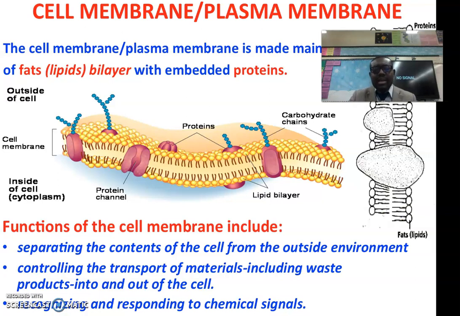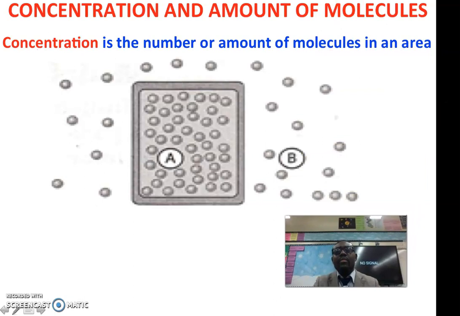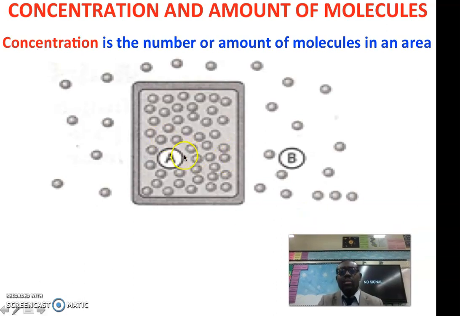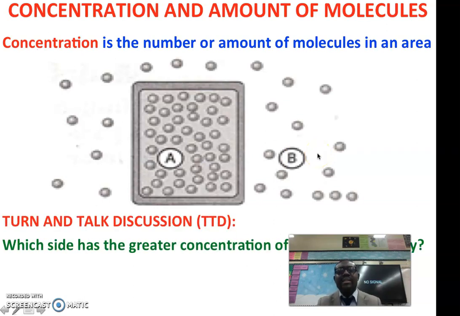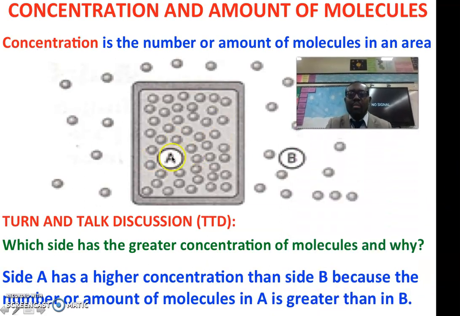Okay? So let's start with concentration. Concentration is simply the amount of molecules in an area. So in this diagram, we see an area labeled A and B. As you can see, A has the highest concentration. The reason A has the highest concentration is because A has the greatest number of molecules in that area compared to B.